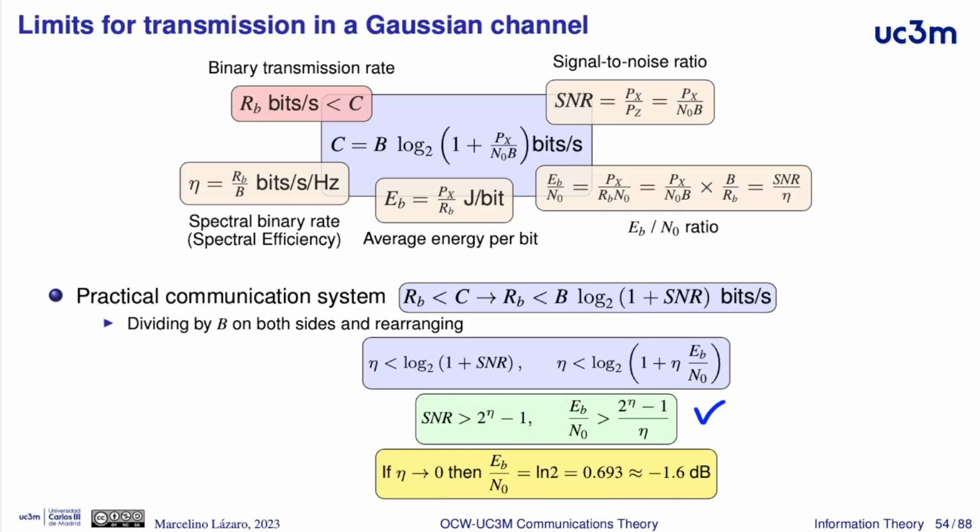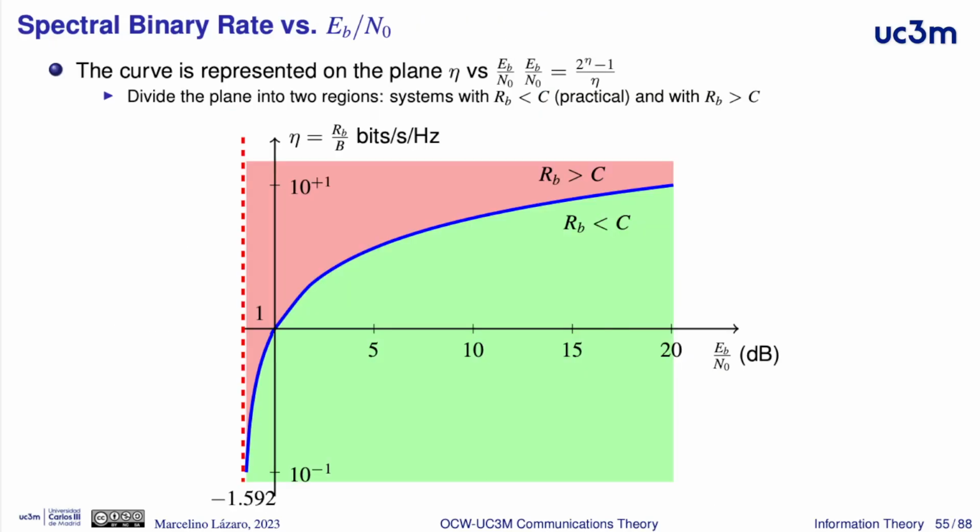Looking at this expression, it is possible to plot the spectral efficiency eta as a function of the ratio between the mean energy per bit and N0, in this case in decibels, and to plot over this plane the line that satisfies the equality in this expression. This is the limit for a practical communication system. And practical communication systems are below this blue curve over here, because below the curve defined by this equation, and non-practical systems are above this line.